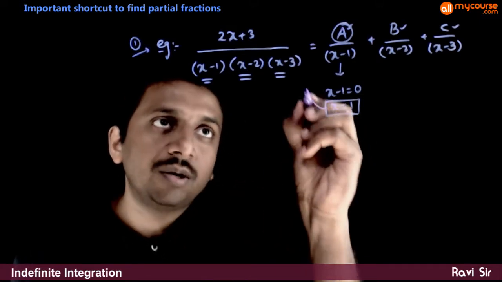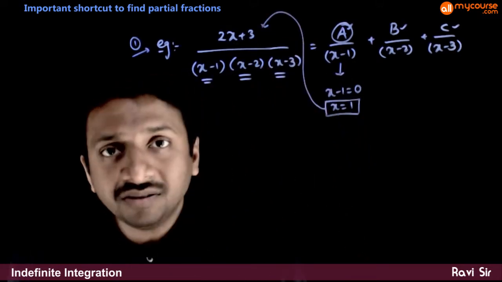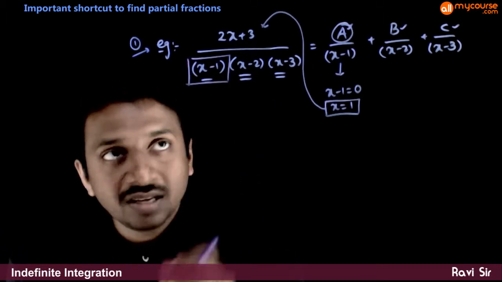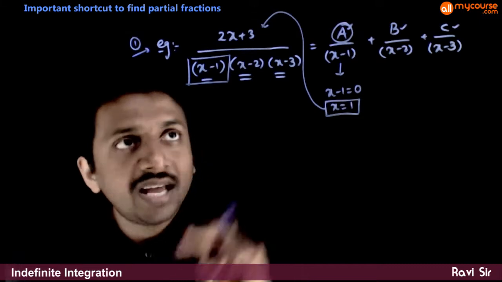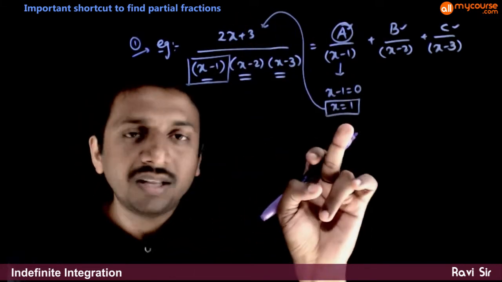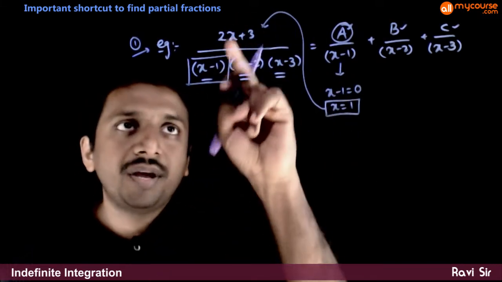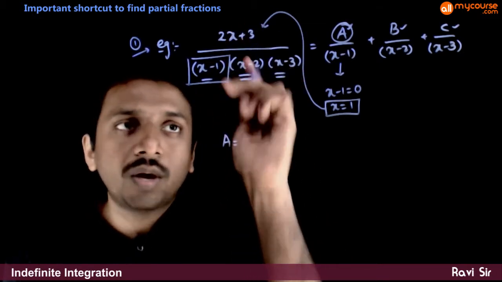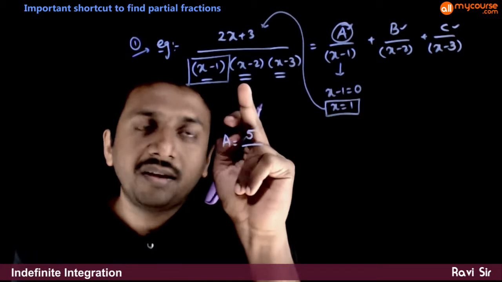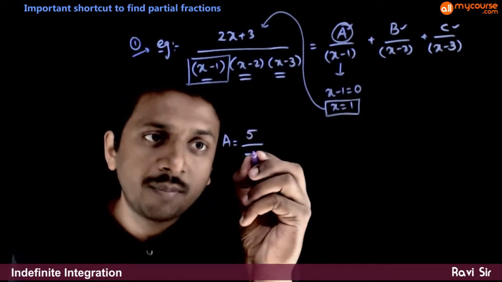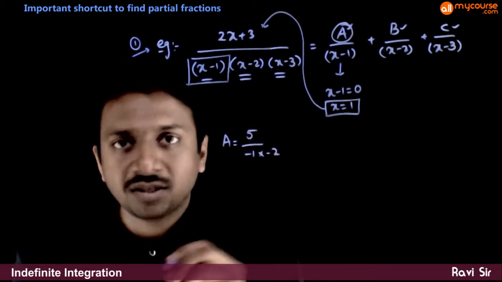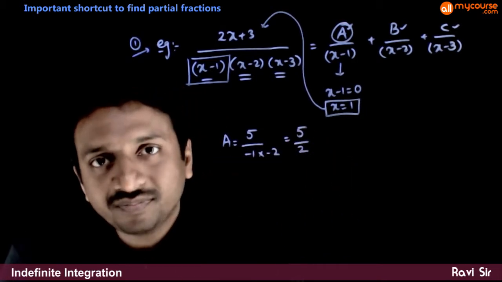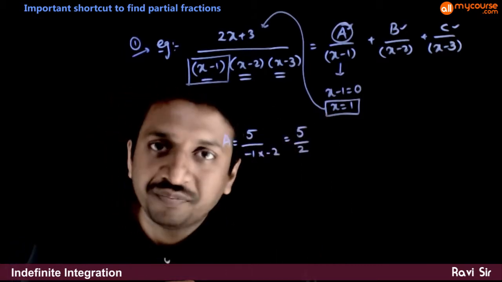Now put x is equal to 1 in this fraction, except in this term. So leave this x - 1 and in the remaining fraction, put the value of x is equal to 1. So you get 2 into 1 plus 3. So A is equal to (2 × 1 + 3) which is 5, divided by, if you put x equal to 1, you get (1 - 2) is -1 into (1 - 3) is -2. That is equal to 5 by 2. So A is equal to 5/2.